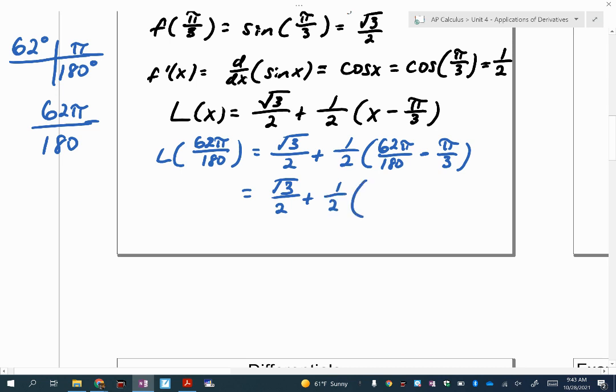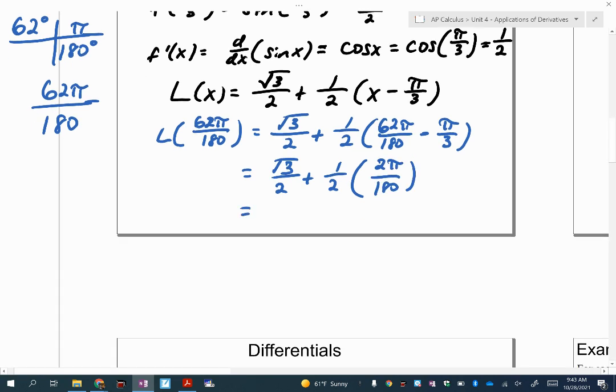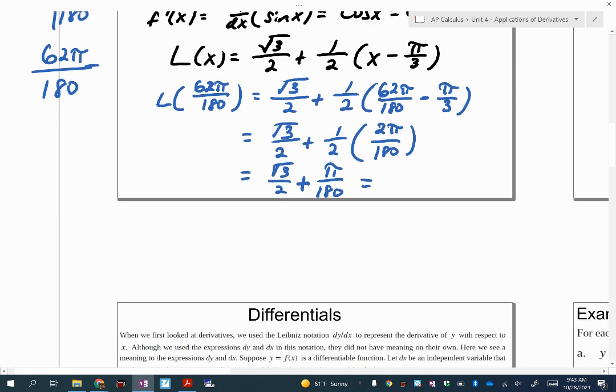62 pi over 180 minus pi over 3. I change pi over 3 to be 60 pi over 180, and 62 pi minus 60 pi would be 2 pi over 180. Then this 1/2 is going to multiply, and the 2 over 2 is going to cross out to leave me with just pi over 180. So whatever this is, it's the linear approximation of 62 degrees. All right, so let's go to Desmos. We can type in the square root of 3 over 2 plus pi over 180.